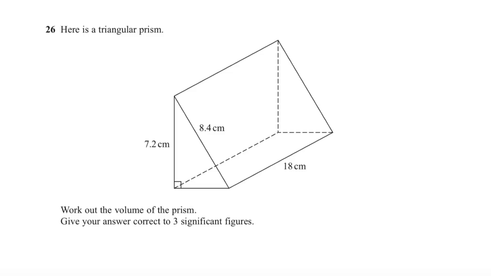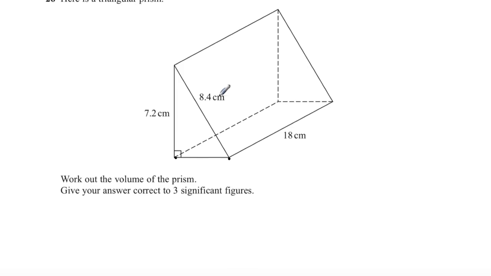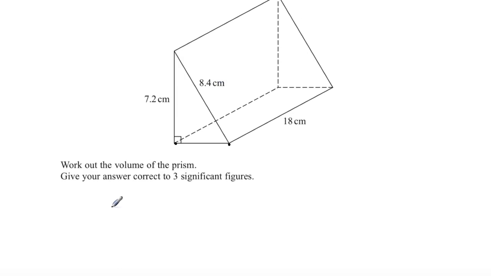Question 26. Here is a triangular prism. Work out the volume of the prism. Give your answer correct to three significant figures. So the first thing we need to do is calculate the base of this triangle from this point to this point. The way we can do this is by using Pythagoras' theorem. It's very important to remember that Pythagoras' theorem states a squared plus b squared equals c squared, and this only applies if the triangle is a right angle triangle.